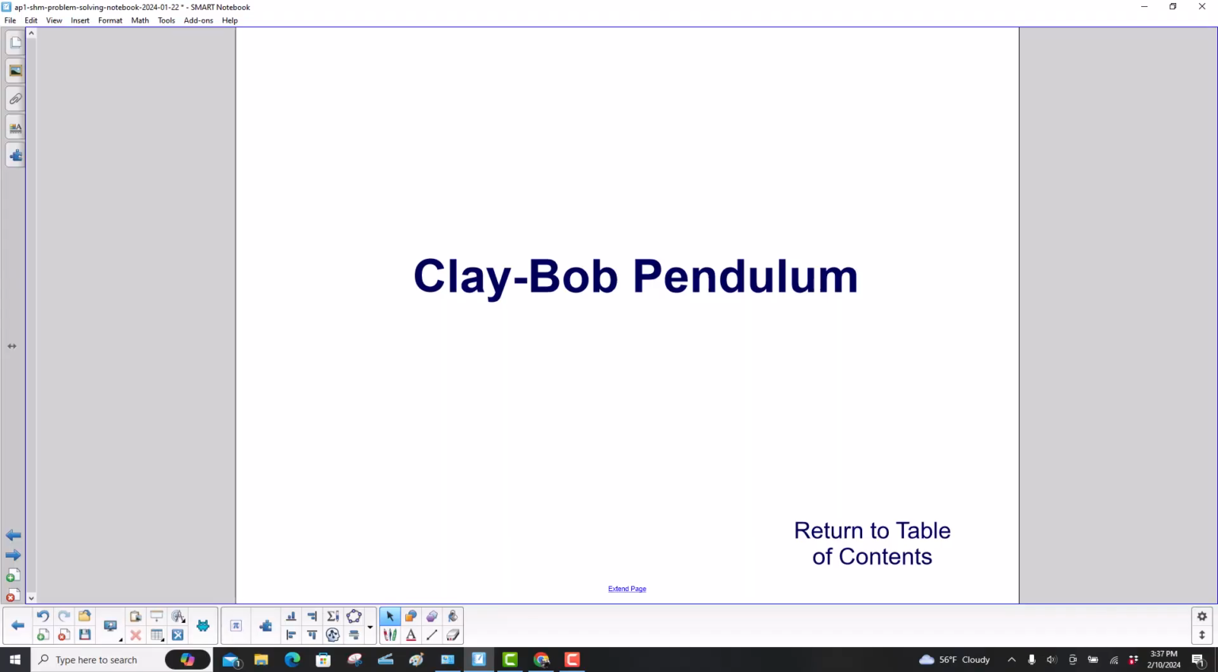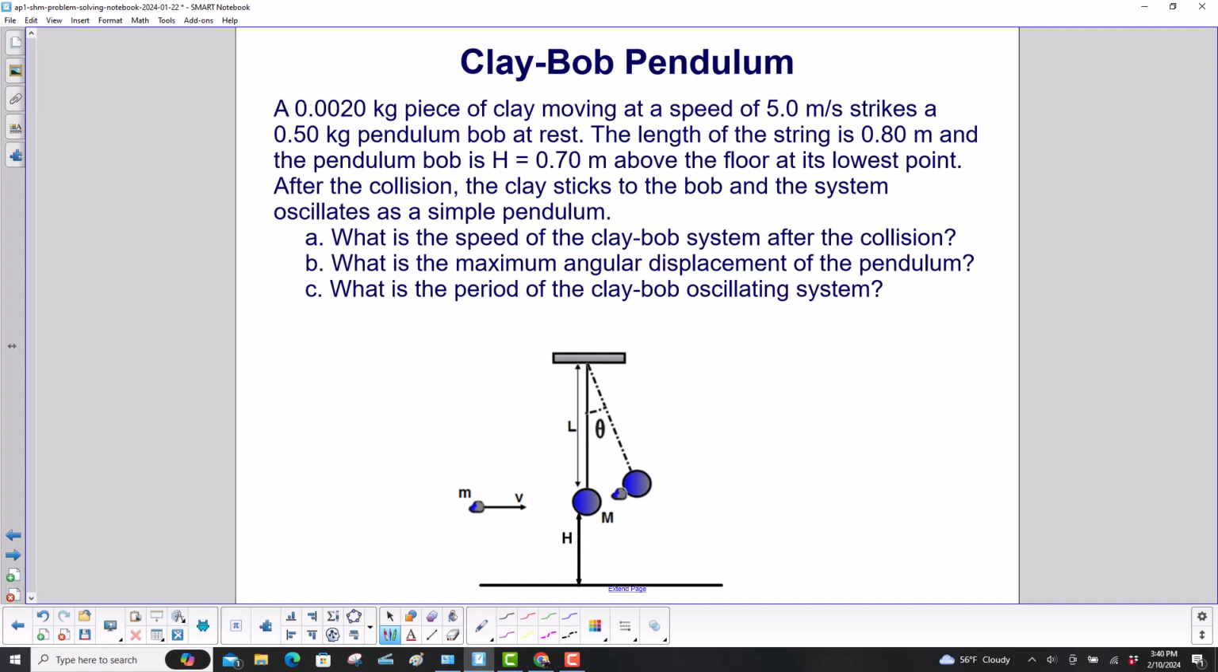Clay-bob pendulum. A 0.020 kilogram piece of clay moving at a speed of 5 meters per second strikes a 0.50 kilogram pendulum bob at rest. Here's the bob, here's the clay.